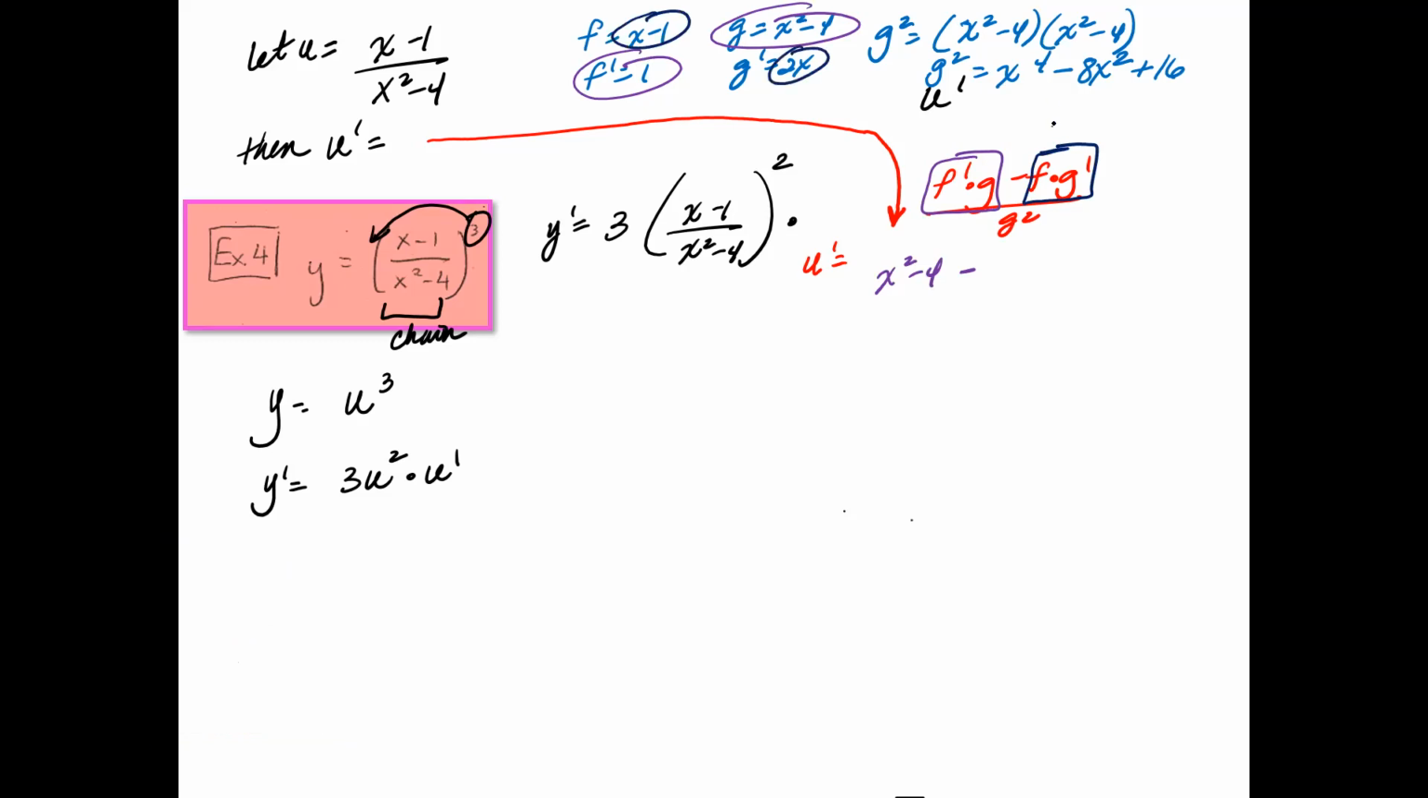So I will go ahead and distribute the 2x into the x minus 1. So that's 2x squared minus 2x. And then because of this negative, it's going to be a negative 2x squared plus 2x. Before I do anything else, let's go ahead and combine like terms. So negative 1x squared plus 2x minus 4, all over g squared, which is x to the 4th minus 8x squared plus 16.